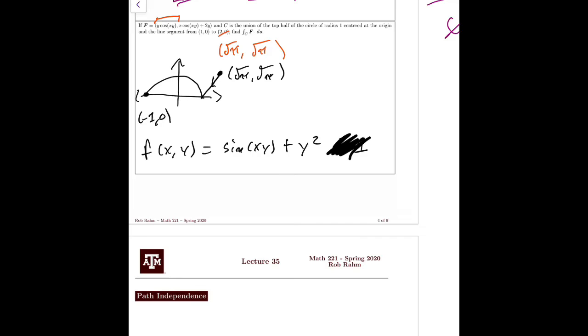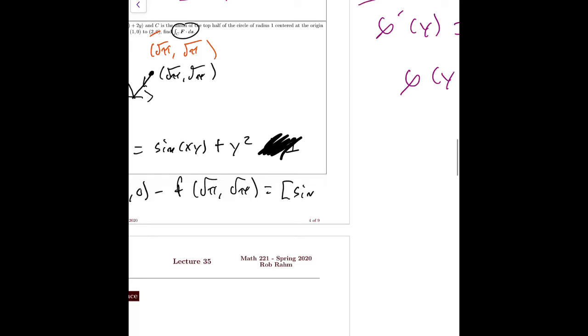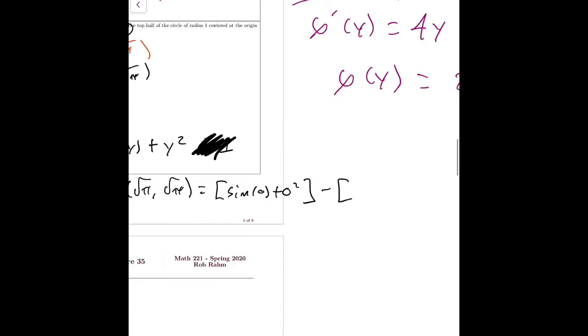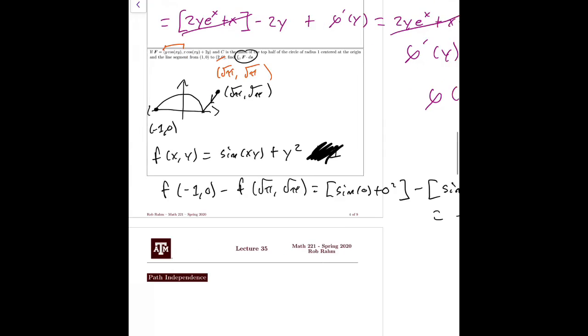Okay, so using the fundamental theorem of line integrals, the thing that we want to compute is f of the endpoint, which is (-1, 0), minus f of the start point, which is (√π, √π). f(-1, 0) is sin(0) + 0². And f(√π, √π) is sin(π) + π. And this is just equal to -π, because sin(0) and sin(π) are both equal to 0.